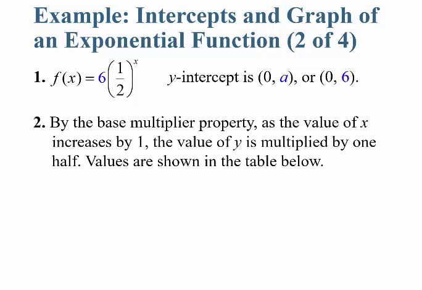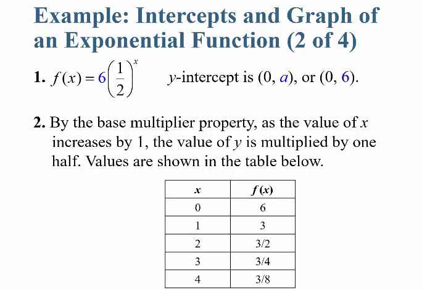All right, by the base multiplier property, as the value of x increases by 1, the value of y is multiplied by 1/2. So values are shown in this table below. As you increase by 1, you multiply by 1/2. So 6 times 1/2 is 3. Increase by 1. 3 times 1/2 is 3/2. Then increase x by 1. 3/2 times 1/2 is 3/4, and so on.